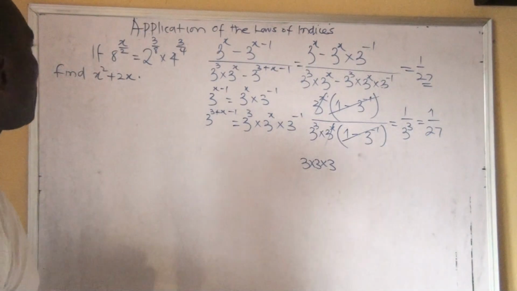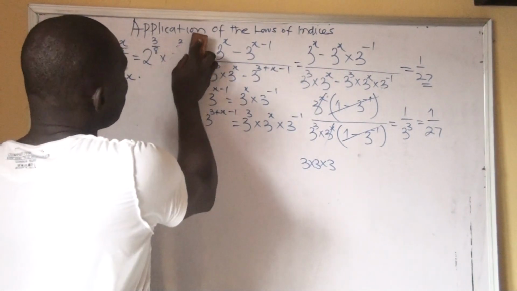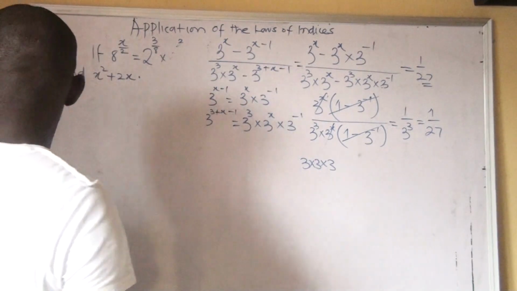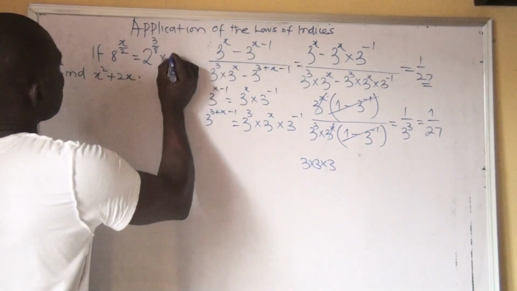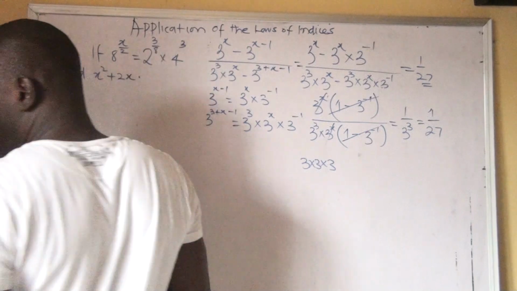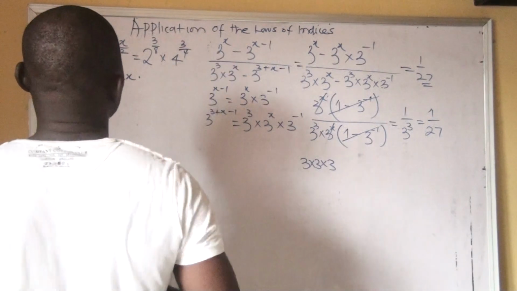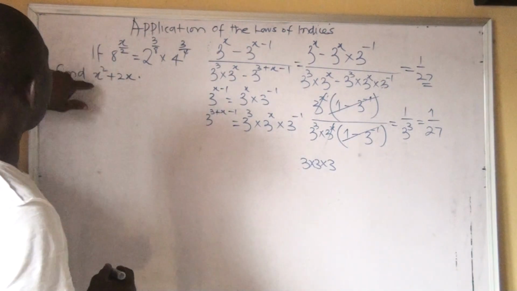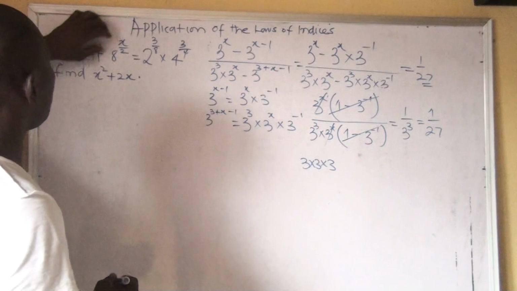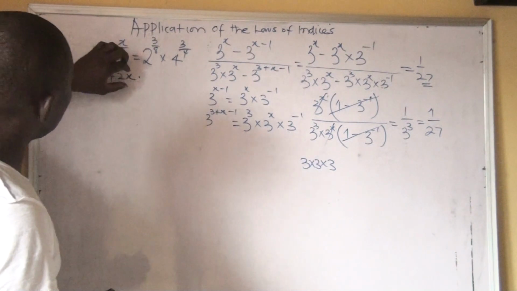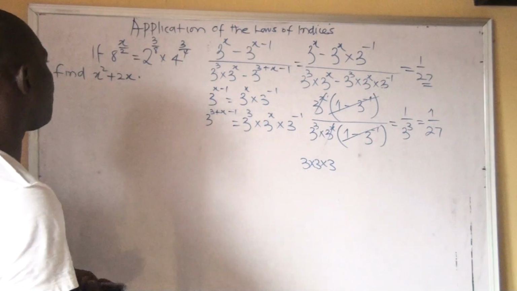Okay, now this question, how do we go about it? Simple. We can operate it and see how much we can get out of it. Right here, we see 4 raised to the power 3 over 4. We should find x squared plus 2x. Here there is no x squared. What we need to do is take the value of x, square it, plus 2 times that. So that means we have to solve this to obtain the value of x.